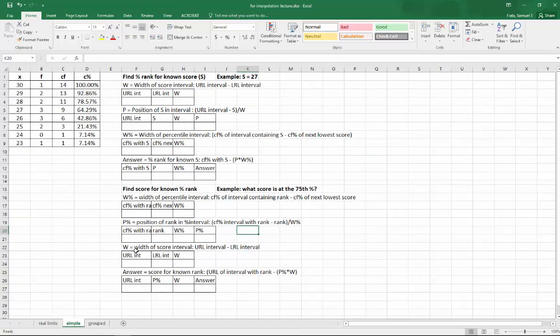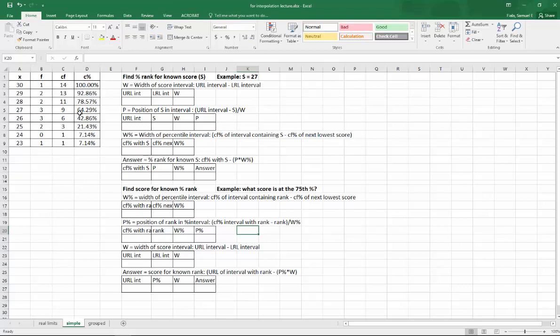There's two things we can do with interpolation if we have a frequency distribution table or a group frequency distribution table where we have frequencies and cumulative percentages. One thing we can do is we can find the percentile rank for a known score.